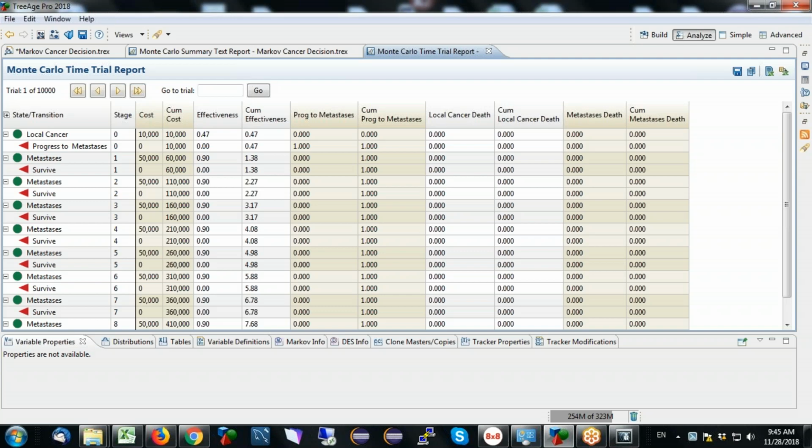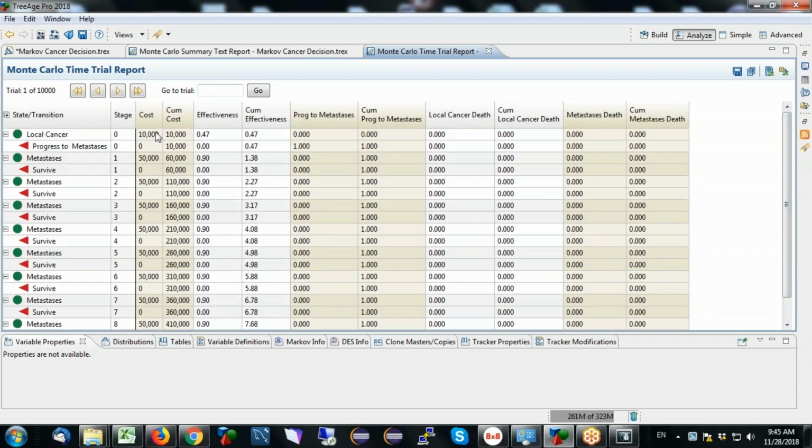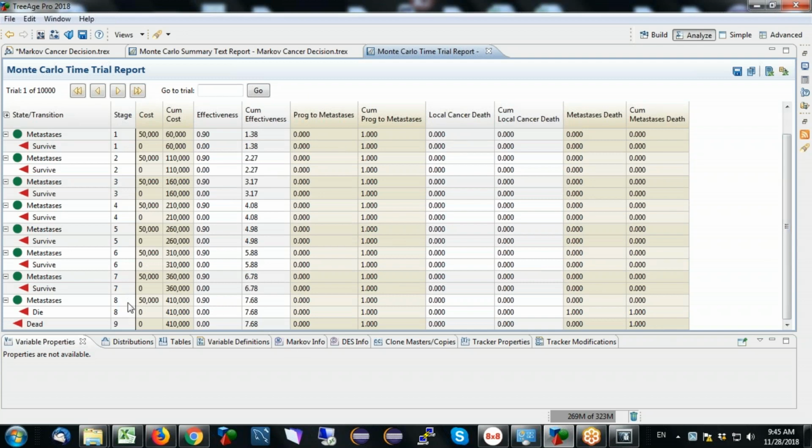This is the first patient that went through our model, trial 1 of 10,000. This is the path that person took. They started in local cancer, they progressed, then they were in metastases for several cycles, and eventually in stage 8, they died. That's just what happened to that patient. And this is how that person accumulated value. Half cycle corrected 10,000, now they're in the more expensive state, and then eventually the person died with a total accumulation of 410,000 dollars in cost and 7.68 QALYs. So that's the first person.